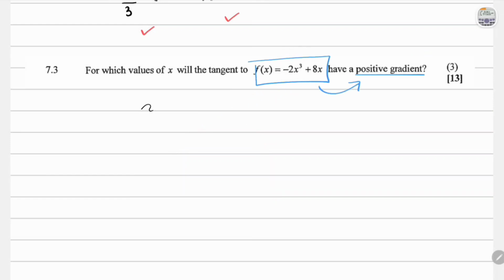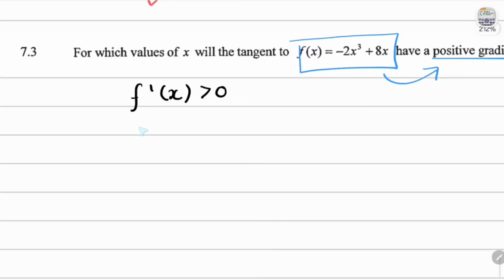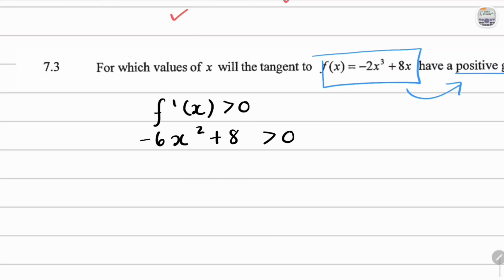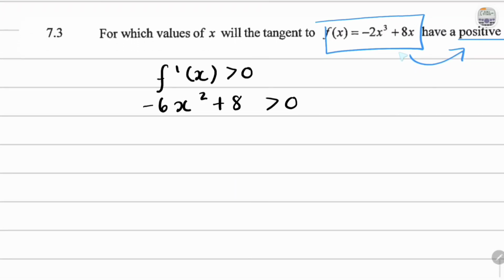To find the gradient of this function, we would derive it. So we'll find f prime of x. And to ensure that this gradient is positive, we will set it to be greater than 0. We're making it greater than 0 because we want it to be positive. So let's go ahead and derive that. That's going to be negative 6x squared, and then plus 8 is greater than 0. And we simply have to solve for x in this inequality.